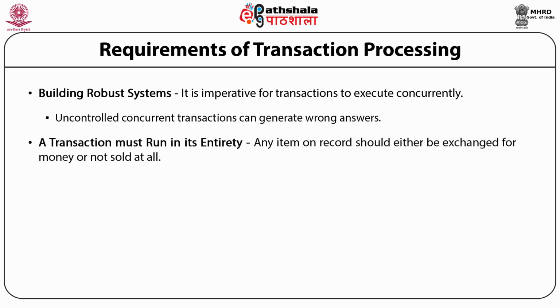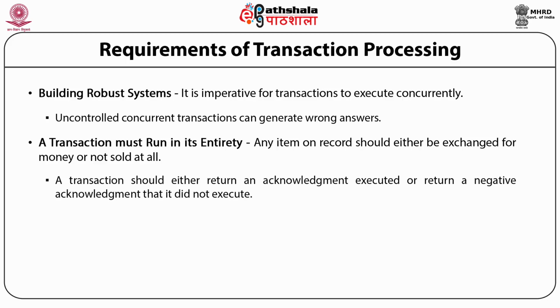Next, a transaction must run in its entirety. Any item on record should either be exchanged for money or not sold at all. It is important to avoid partially completed work, such as accepting payment and not shipping the item, or vice versa. A transaction should either return an acknowledgement that it executed or return a negative acknowledgement that it did not execute.